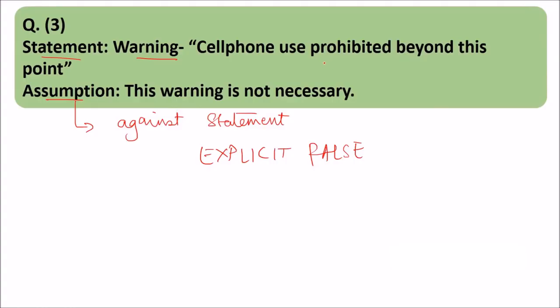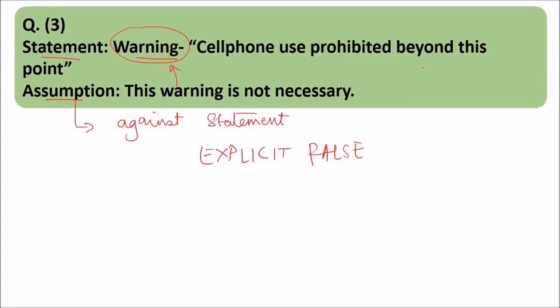So this warning has been given to people, but the assumption is that the warning is not necessary. Why? This is going against the statement. The statement says that there is a warning and you have to follow the warning. The reason might be anything, that it might be a very restricted area, or due to the radiation there might be some problems or interference and all that stuff. So this warning is very important, and since it is important, it has been put up on the wall or on a signpost or something like that. But the assumption says that this warning is not necessary. It is important, so this is going against the statement, right?